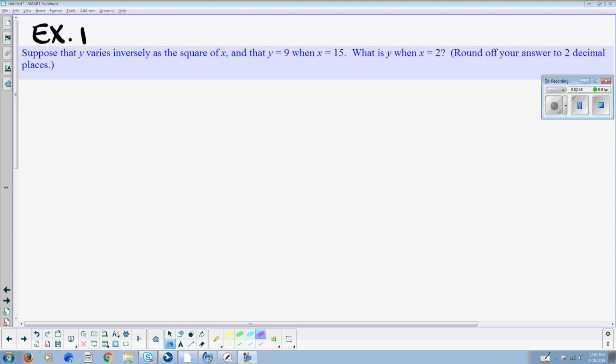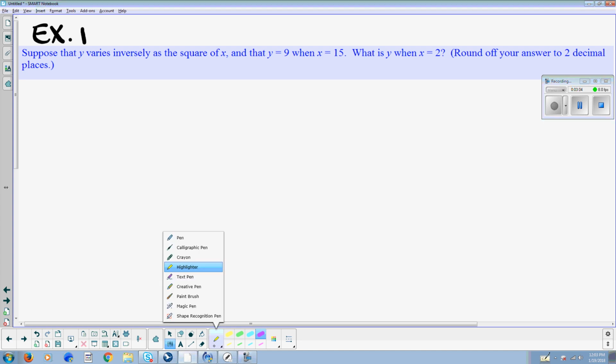Okay, so in example 1, it says, suppose that y varies inversely as the square of x, and that y equals 9 when x is 15. What is y when x equals 2? Round off your answer to 2 decimal places. Okay, so step 1 is to come up with a formula.